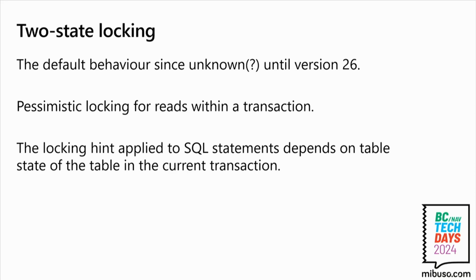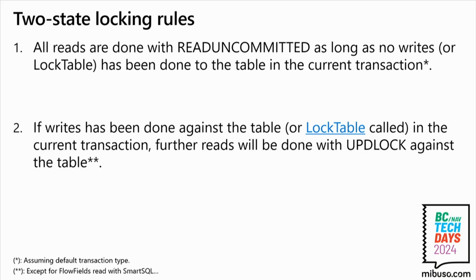Now, let me try to set up a rule for you that's very nice and easy, I at least think, to follow. So we have two states. As you can see, my overwhelming creativity here with the naming. So we kind of start off by simply saying all reads are done with read uncommitted as long as no writes or lock table has been done to the table state in the current transaction. There's an asterisk there, there's a caveat. The caveat is only if you're using the default transaction type.